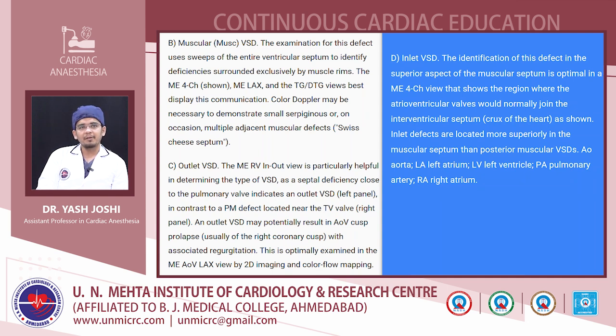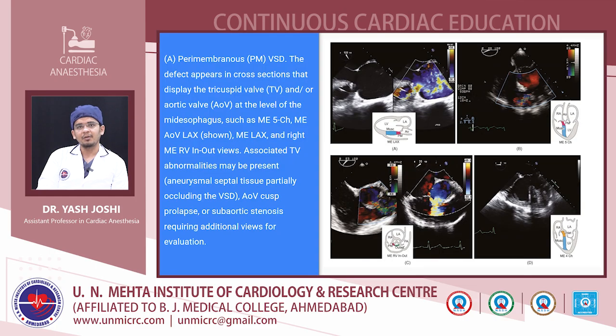And coming to the next, the muscular VSD, the examination for this defect uses a sweep of the entire ventricular septum to identify a deficiency surrounded exclusively by a muscular rim. This muscular VSD we can see here in the mid-esophageal aortic valve long axis view, the mid-esophageal 4-chamber view, as well as the transgastric basal views. Even a posterior muscular VSD, which is many times missed, can be seen by retroflexing the probe.